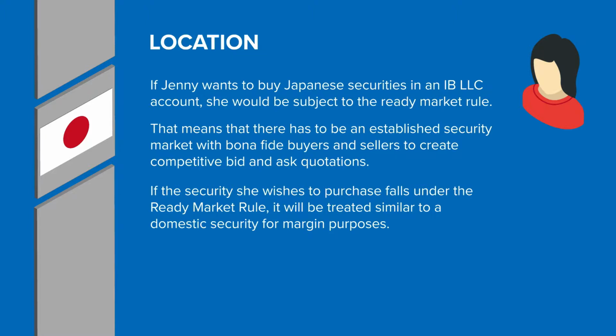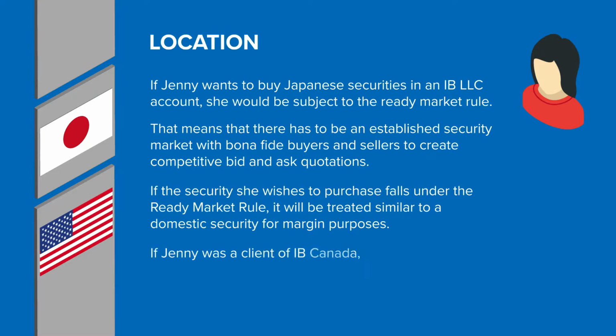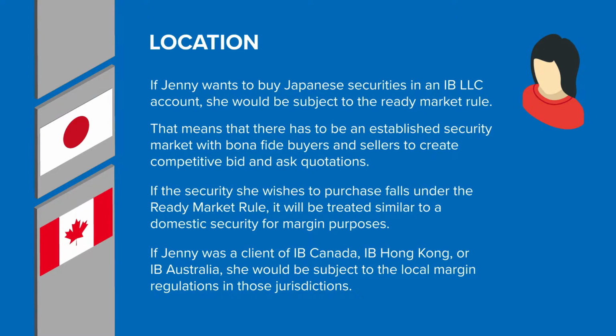This is the basic framework of the rule, but keep in mind that the ready market rule only applies to US entities seeking to trade in foreign securities. If Jenny was a client of IB Canada, IB Hong Kong, or IB Australia, she would be subject to the local margin regulations in those jurisdictions.